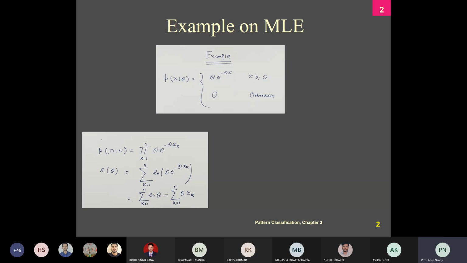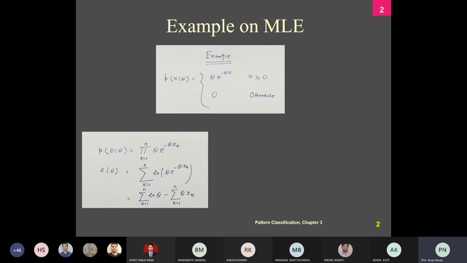The summation of ln of theta e to the power minus theta xk. Now, if you just expand this summation, you have ln theta minus, since log of xy means log of x plus log of y, you have n times ln theta. Minus, as theta is a constant, summation k equal to 1 to n of theta xk. So now this is your likelihood function.